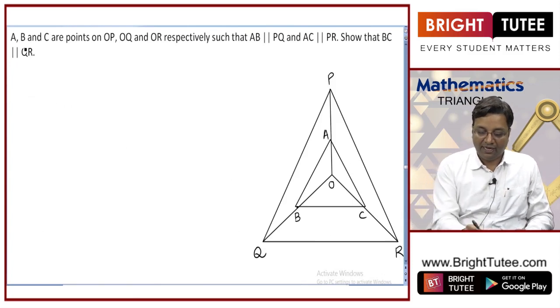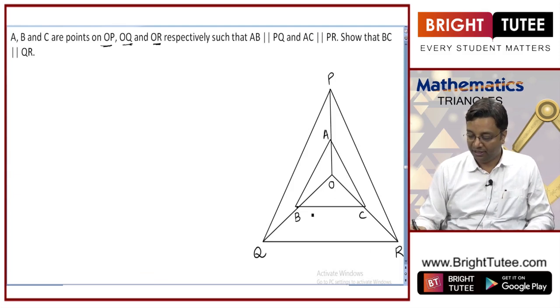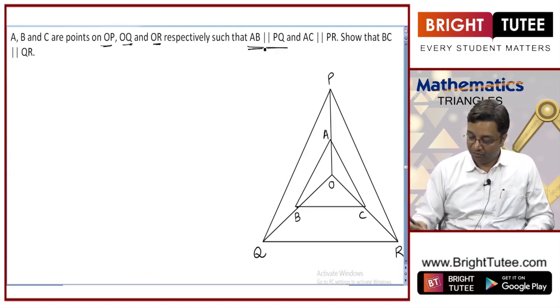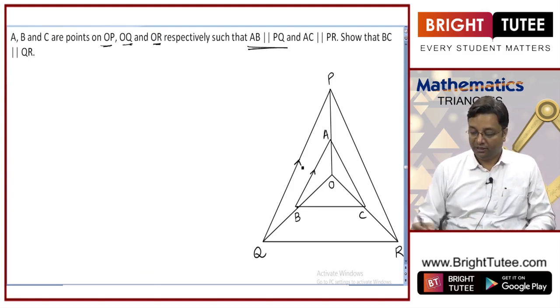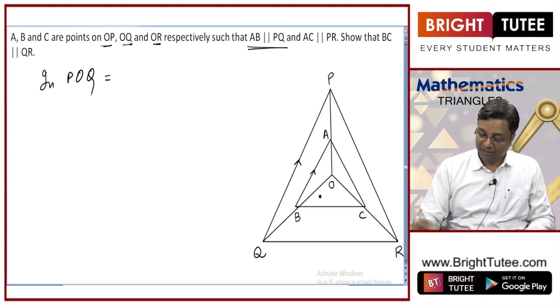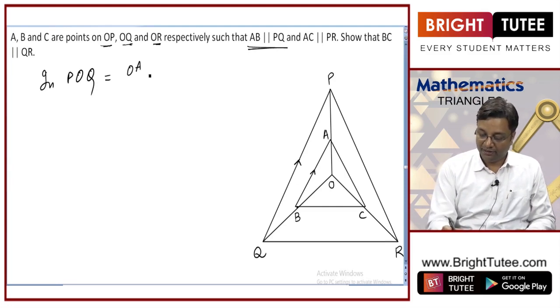Look at this one. A, B and C are points on OP, OQ and OR respectively, right, such that AB is parallel to PQ. So this line is parallel to PQ. So look in the triangle POQ. These lines are parallel. So OA by AP is equal to OB by BQ.